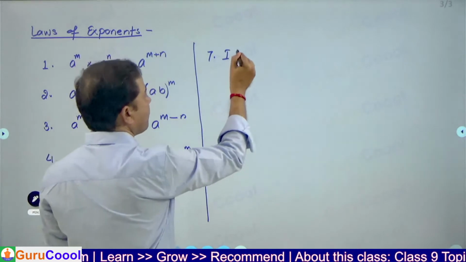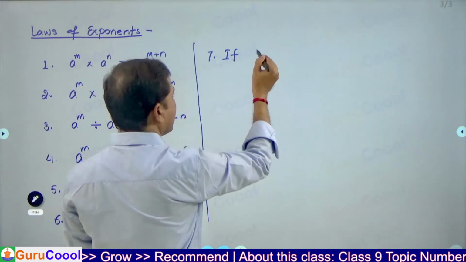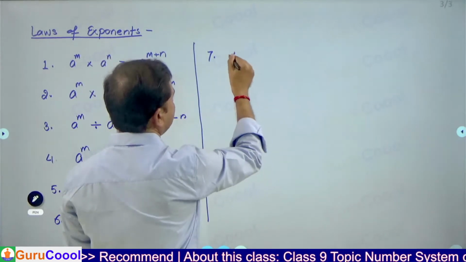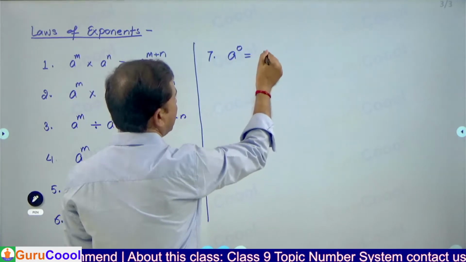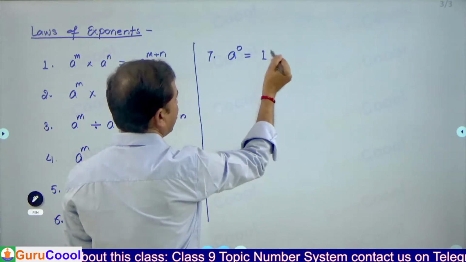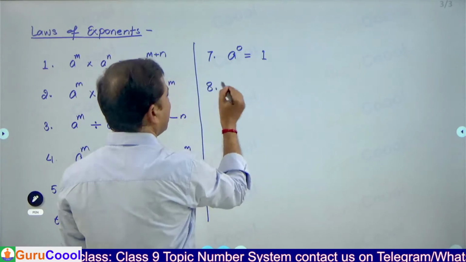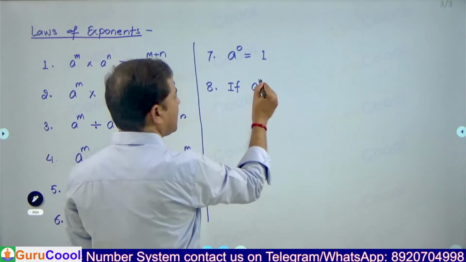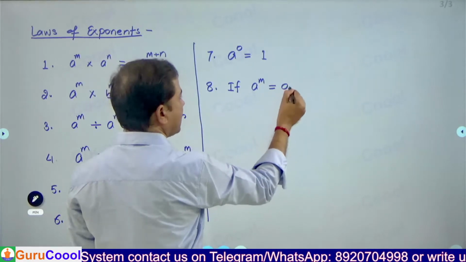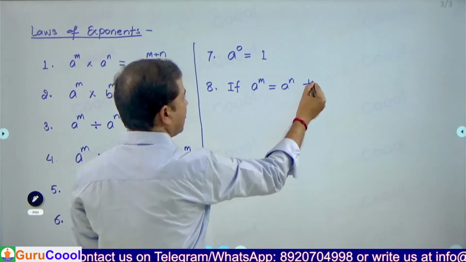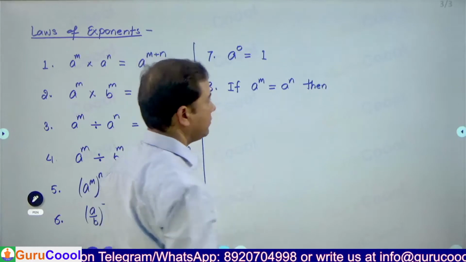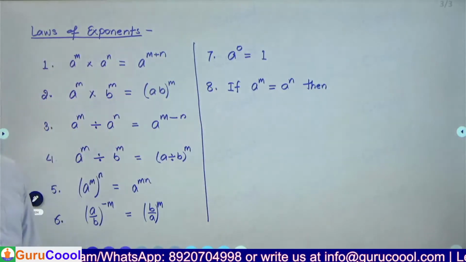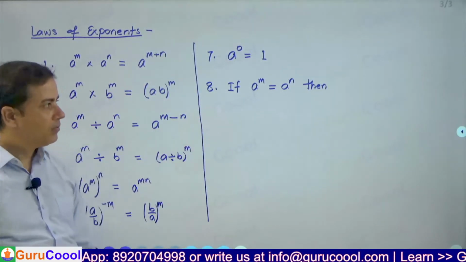If the power is 0, A raised to the power 0 is equal to 1. I have taught this just now. Next is, if a raised to the power m equals a raised to the power n, then what can we write for this conclusion?